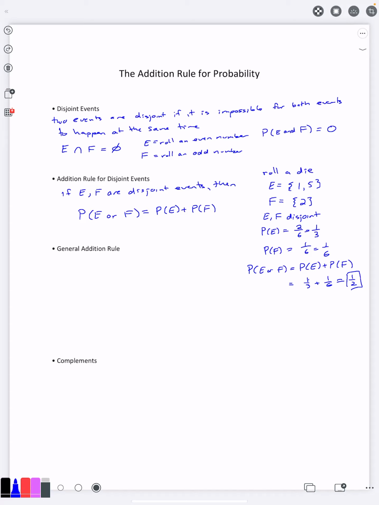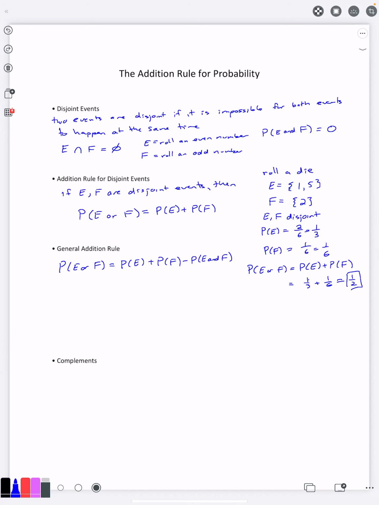Now the only problem is that this addition rule only works when you have disjoint events. And sometimes you don't have disjoint events. In fact, very often you have events that are not disjoint. However, the general addition rule is going to work whether they are disjoint or not. This is going to say the probability of E or F is equal to the probability of E plus the probability of F, like we already had, minus the probability of both E and F happening at the same time.